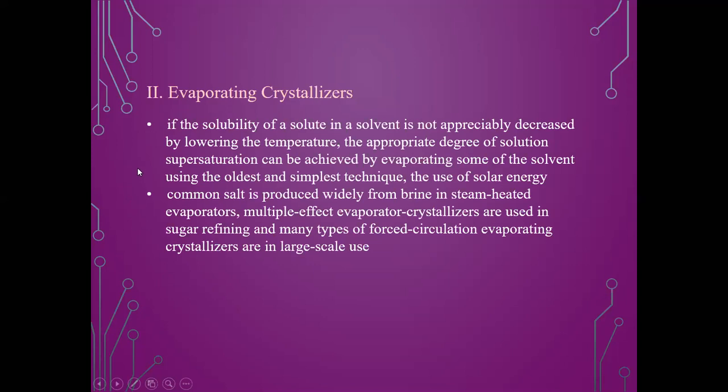Common salt is produced widely from brine in steam-heated evaporators, multiple effect evaporator crystallizers, and these are used in sugar refining as well, and many types of forced circulation evaporating crystallizers are in large-scale use.